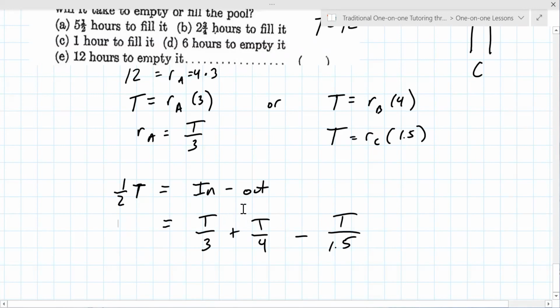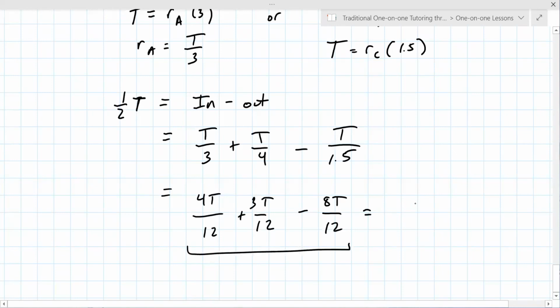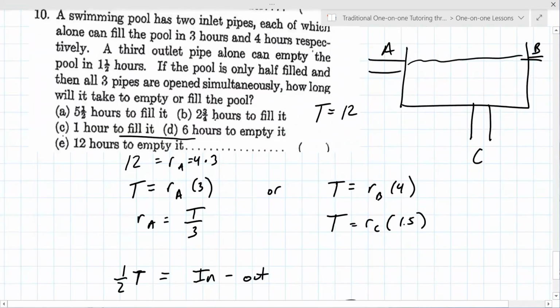So let's see what these add up to. This is where it's a little bit awkward: we need a common denominator, and it ends up being 12. So this is 4T over 12 plus 3T over 12, and then to get to 12 for the outflow, you multiply by 8, so you get 8T over 12. Notice that when you add these up, you get minus T over 12. So that tells you that more is going out than going in. That means it's going to empty. And maybe it's clear that E, 12 hours to empty, is a reasonable one there.